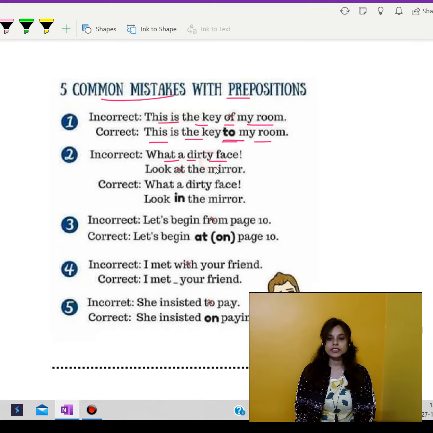What a dirty face! Look at the mirror. Correct. What a dirty face! Look in the mirror. Okay.